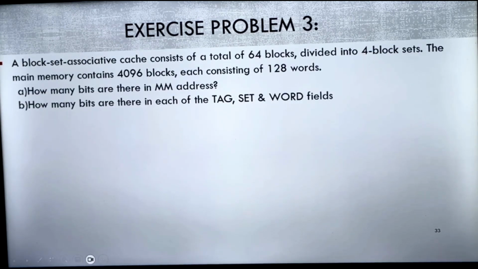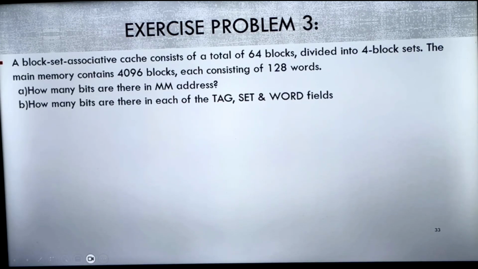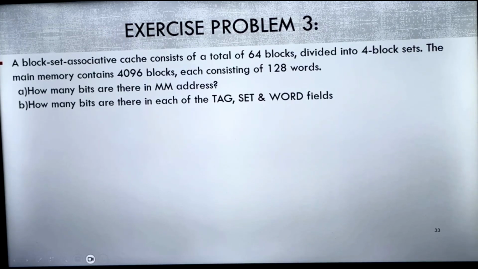So I have one more question. A block set associative cache consists of a total of 64 blocks divided into 4 block sets. The main memory contains 4096 blocks, each consisting of 128 words. Now this is homework I am giving to my students. Please solve this problem and let me know your answer in the comment section. I will verify and let you know if you have made any mistake. Please note down the question.